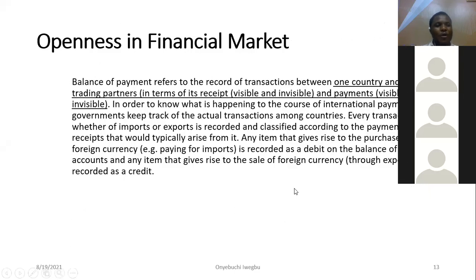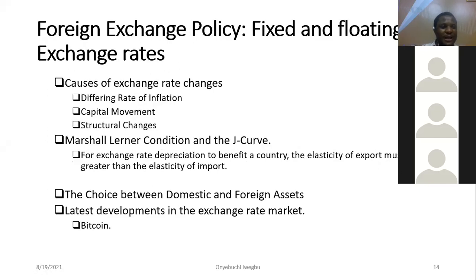Now, your balance of payments can be favorable and it can be unfavorable. You know all of this. When it is favorable, that means your receipt is more than your what? Payment. And when it's unfavorable, in that case, your receipt is less than your payment. Okay, you know all of that. I don't need to explain that.